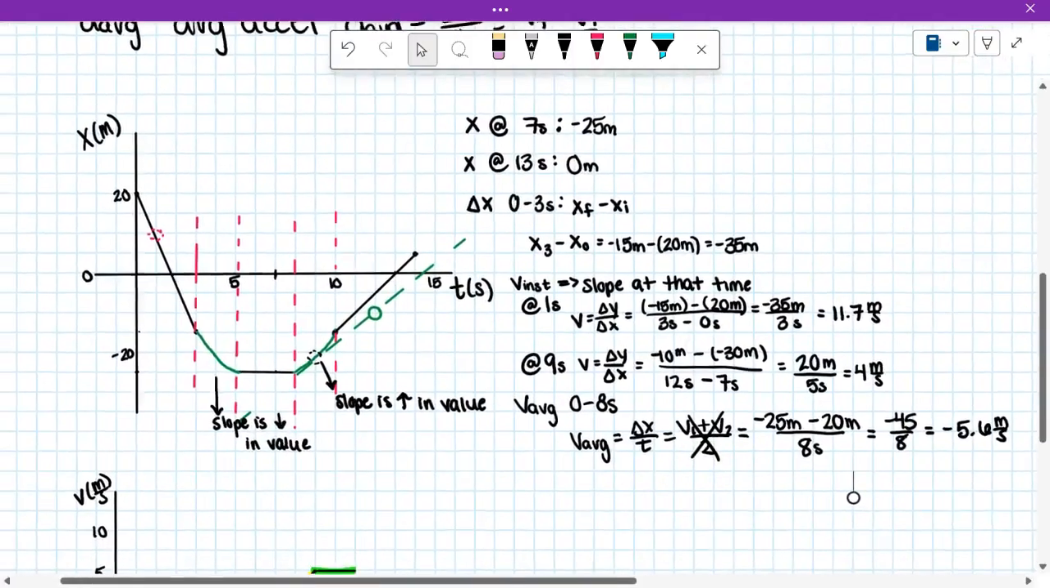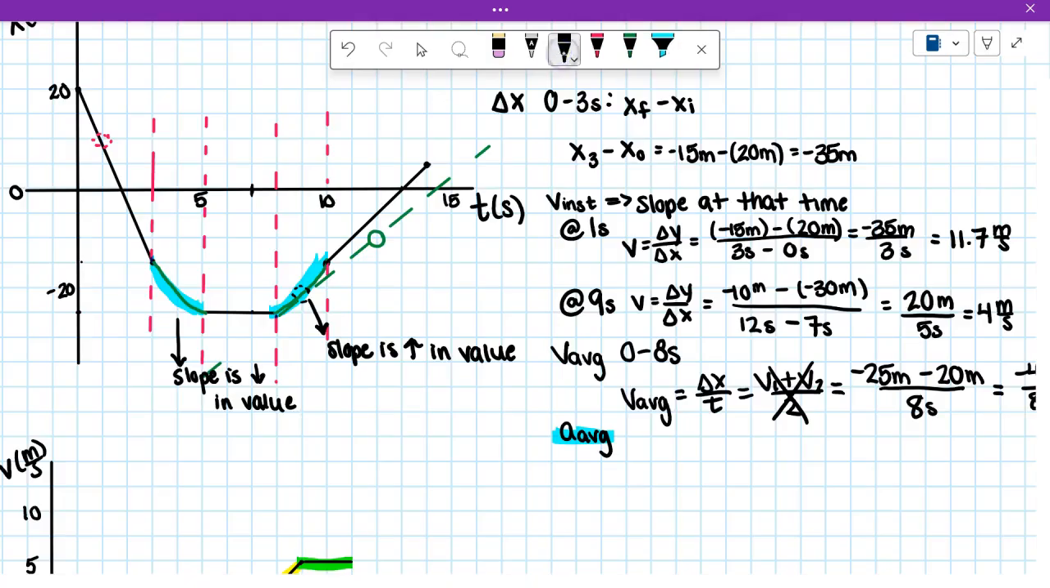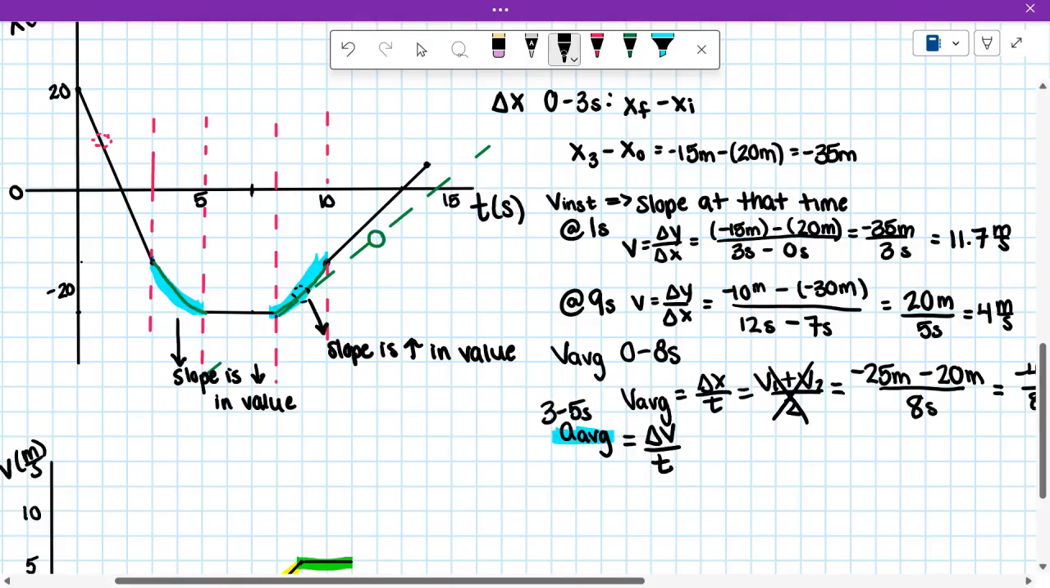Now, we could also find average acceleration from this graph, but we have to be very specific about where those accelerations are happening, because we only have 2 places where we're accelerating, this curve and this curve, because that is the only place where my slope is changing, my velocity is changing. So to find average acceleration, I know I need a change in velocity over a time. And I also need a time frame, right? So let's say from 3 to 5 seconds.